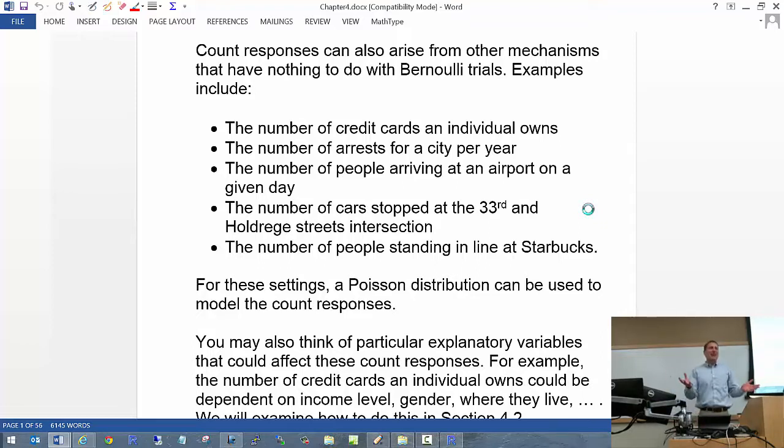I'm used to teaching this class over in Hardin Hall, which, of course, is where the Department of Statistics is, and if I'm in Hardin Hall, I know where 33rd and Holdrege is. I'm not used to this part of campus, so I don't know where it is.